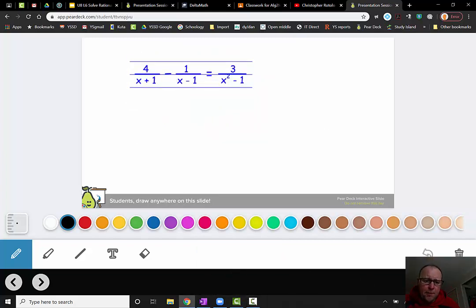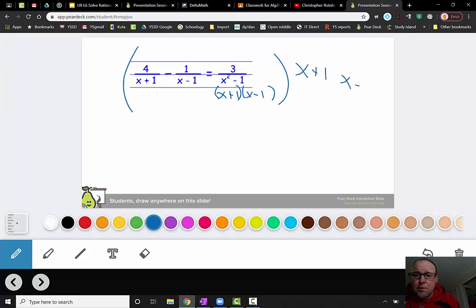Alright, and our next problem, this is where things get a little bit hairier. Notice this last one here, x squared minus 1, that should be x plus 1 and x minus 1. But it's not. But to identify the least common multiple, we want to make sure everything's factored out to see what's already in common. So x plus 1 and x minus 1, that's what we're going to multiply by.